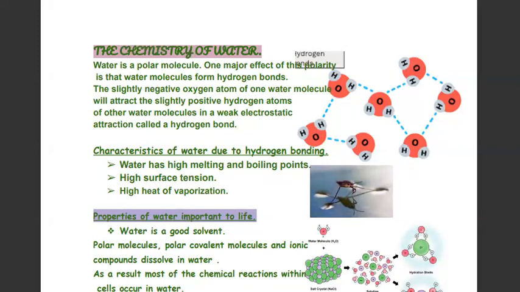Characteristics of water due to hydrogen bonding. Water has high melting and boiling points. High surface tension. High heat of vaporization.